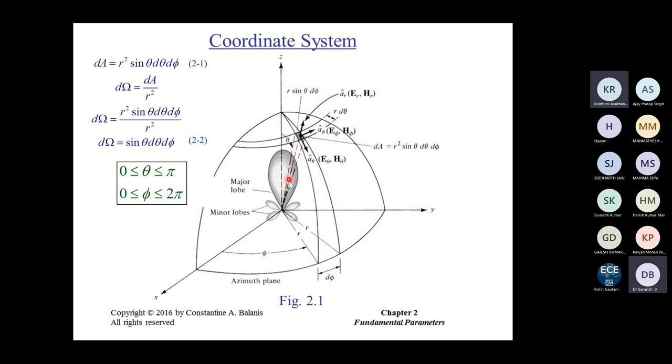Now if you take the element of unit solid angle, an infinitesimally small solid angle whose normal is in the radial direction, then that element of solid angle will be r squared sine theta d theta d phi divided by r squared, which is sine theta d theta d phi. It's called d omega. So dA is r squared sine theta d theta d phi, whereas d omega is sine theta d theta d phi. This is the element of unit area, and this is the element of unit solid angle. Very important to note down in a spherical coordinate system.